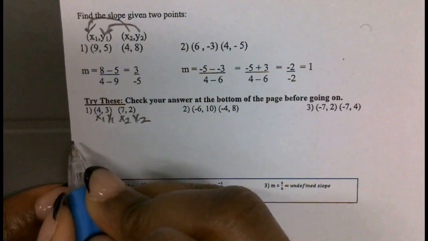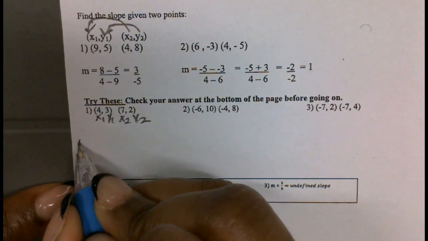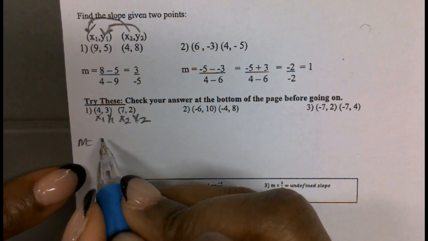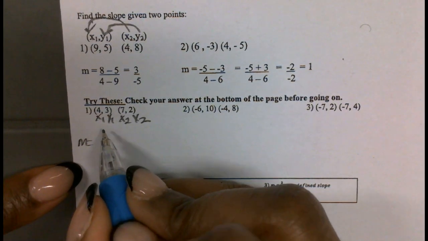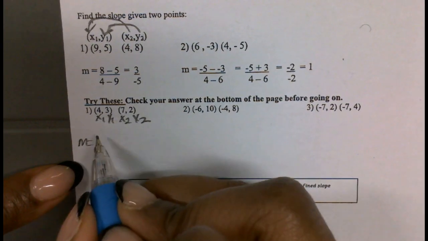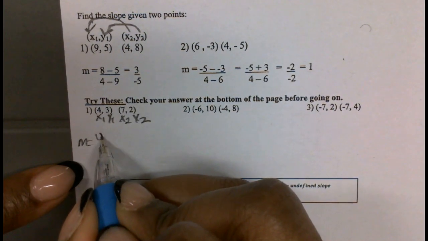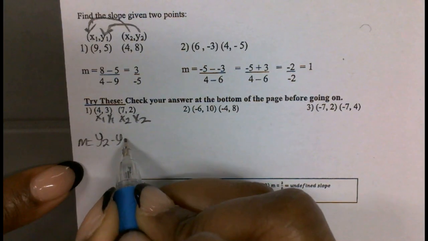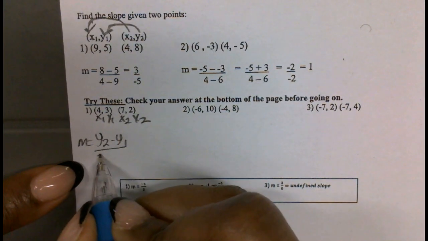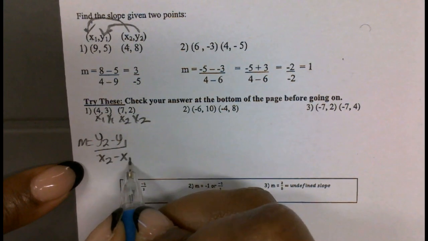We're rewriting the slope formula. Miss Reyes, why do you keep making us rewrite it? Because you're not going to get the formulas on your test. You have to know them by heart. So we're going to keep rewriting them until we know them by heart. Y2 minus Y1 over X2 minus X1.